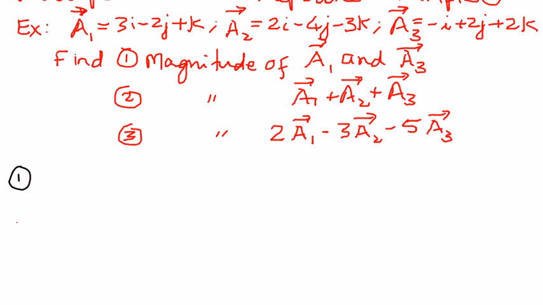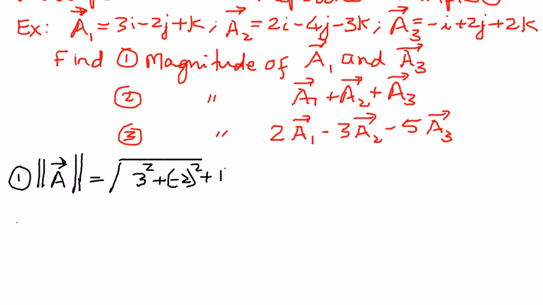The first question we have is we want to find the magnitude of A1 and A3. If A1 is given to us as 3i minus 2j plus k, the magnitude of vector A is going to be represented like that, and we can write this one as the square root of 3 squared plus negative 2 squared plus 1 squared, like that. Therefore, when we simplify this is going to be 9 plus 4 plus 1 under the radical symbol. Therefore, 9 plus 1 is 10 plus 4 is going to be equal to 14.